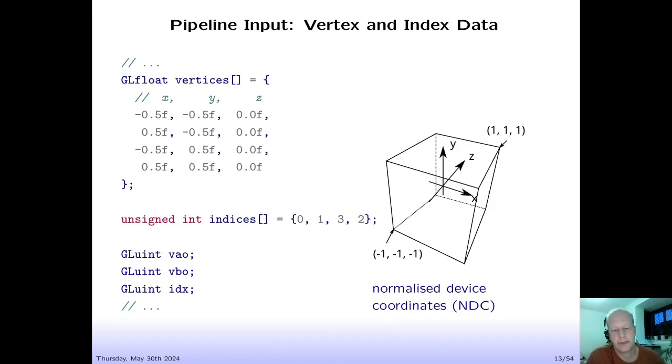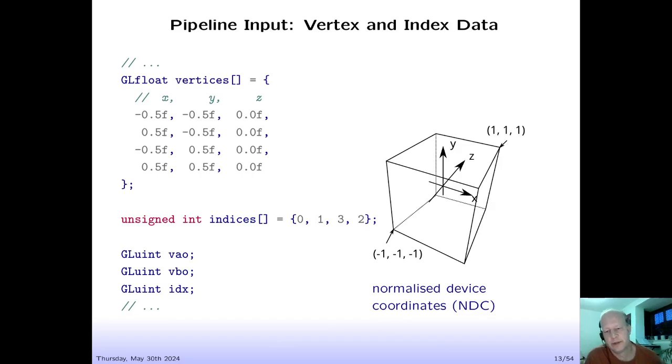We need some data as an input for the OpenGL pipeline. So we just need points at the moment. Points are x, y, z. So here we have a vertices array which contains 4 points. And we have an index array which indexes the vertices in counterclockwise order. And we allocate 3 variables, one for the vertex array object, vertex buffer object, and for the index buffer.